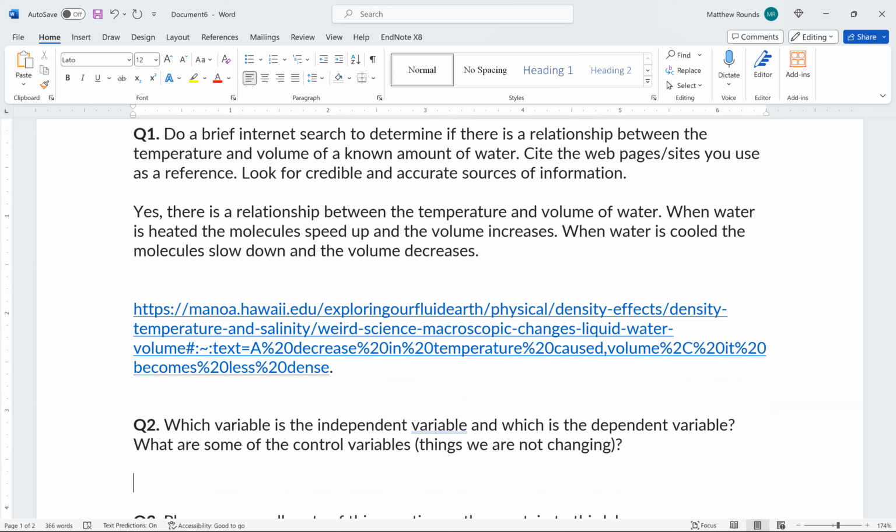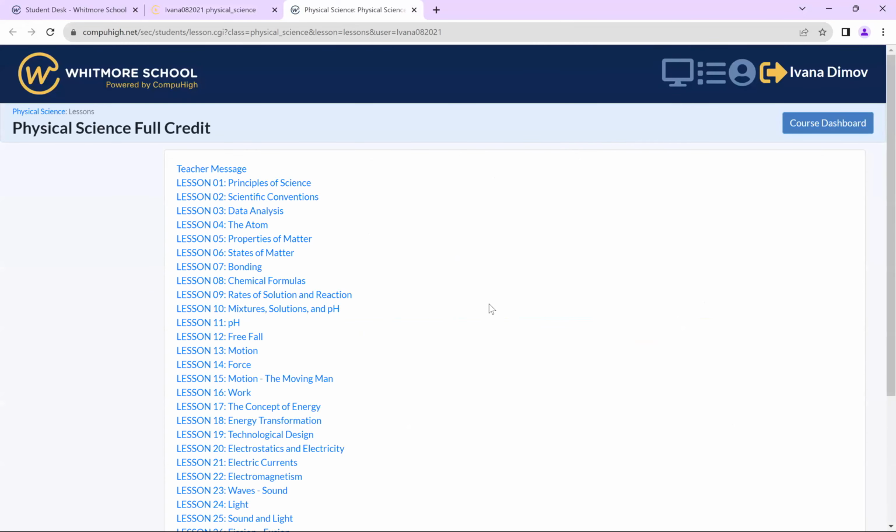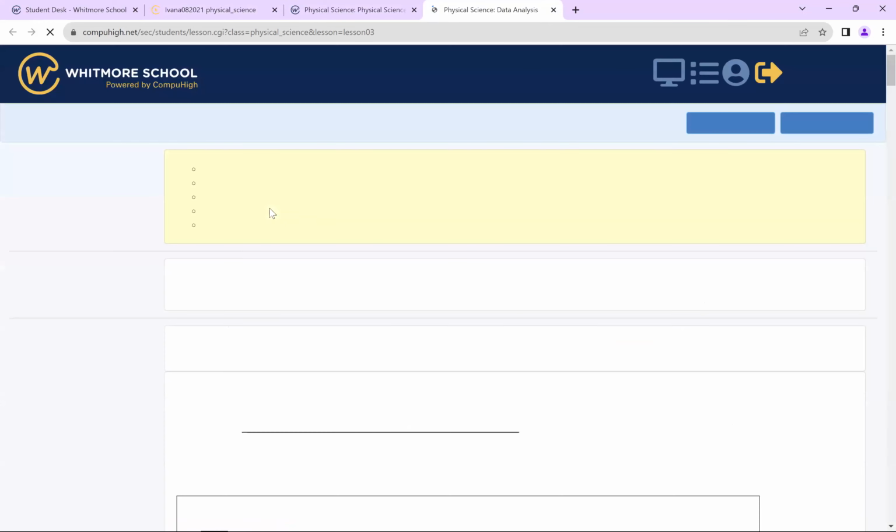All right, so question two here. Which variable is the independent variable and which is the dependent variable? So this is probably right from your notes. Your physical science class probably has notes in the lesson. I'm going to go pull up your lesson notes for physical science. And we'll look up the full course lessons. Which one are we on? Lesson three? Yes, we are.